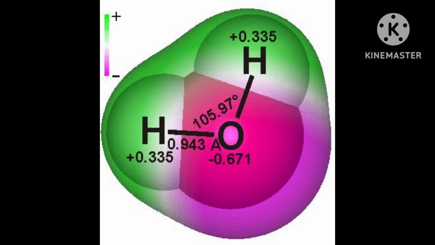It is tetrahedral. Actually, each oxygen in ice is joined with four other oxygen atoms tetrahedrally. Each oxygen atom is surrounded by four other oxygen atoms at a distance of 276 picometer.